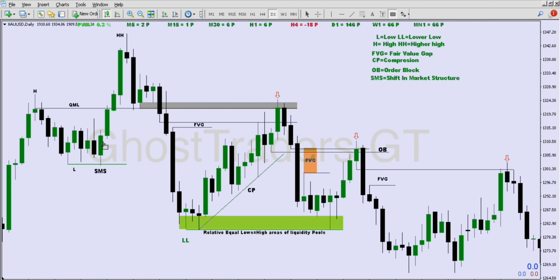Let me show you something. If you look at this structure here, if you are familiar with a breaker, we have this high, this low, and then this high. This is a QML structure, but a QML structure is no different from the breaker structure. The only difference is where we target our entry. A QML and a breaker structure are the same structure; the only difference is where we target our entry. When we are talking about a breaker, we target our entry on this level here.